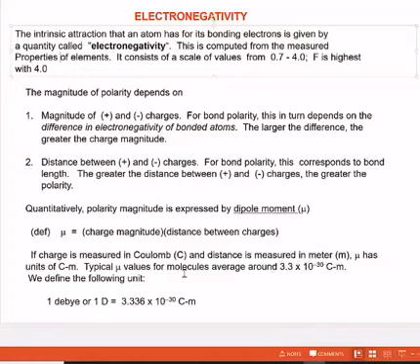Taking that as the average, what Peter Debye did, the famous physical chemist, was propose that a new unit for measuring dipole moment be created, and it's called the Debye, abbreviated capital D. 1 Debye is 3.36 times 10 to the minus 30. It's the average measured dipole moment value for molecules. Now, things can be lower or higher than that.